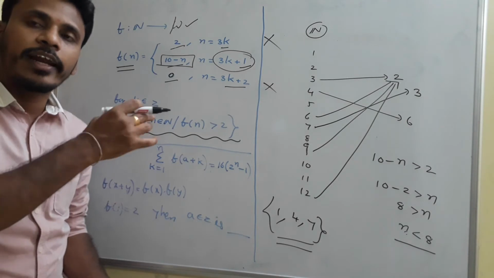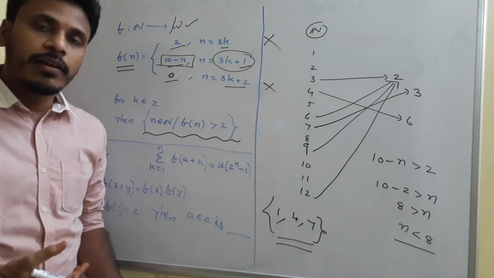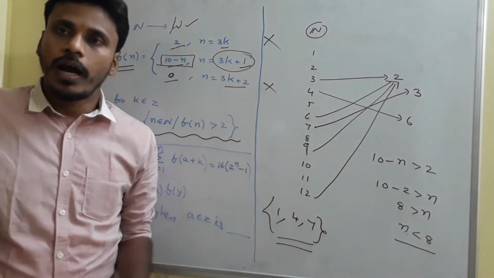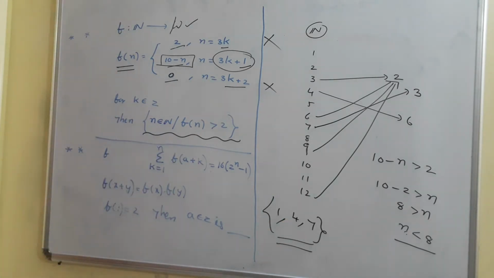First of all, try to analyze the function and then find the values of n such that f of n is greater than 2. And your answers for this problem are 1, 4, 7. That's it.